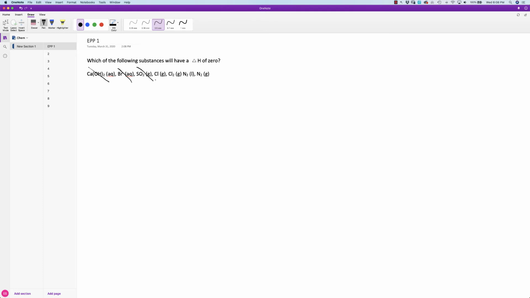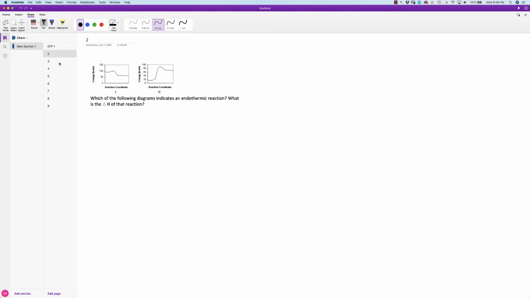That's not standard. Chlorine? Chlorine normally by itself? No. So that's not 0. Cl2 as a gas? Yes. That is in its elemental state. N2 as a liquid? No. That's not natural. This is the natural state. So of all of these, the only substances that would have an enthalpy of 0 would be the chlorine gas and the nitrogen gas. Okay? Problem number 2.